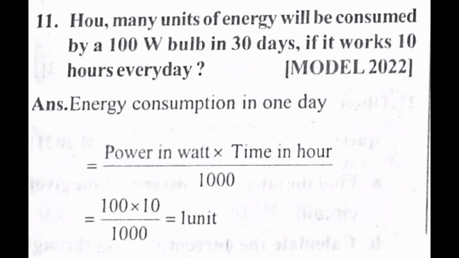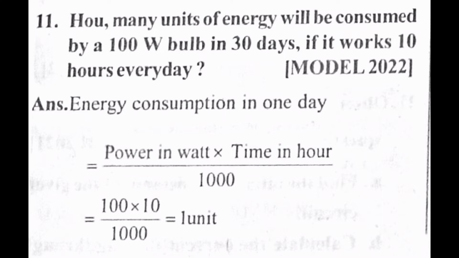We have both the quantities, power and time, so we can substitute, right? The power here is 100. Then time, that is 10 hours. So we will get 100 into 10 divided by 1000. So what we will get? That is 1 unit. That means if a 100-watt bulb works for 10 hours in 1 day, we will get the energy consumption as 1 unit, right? So like that, it works for 30 days.